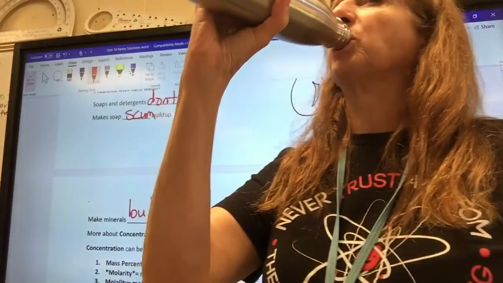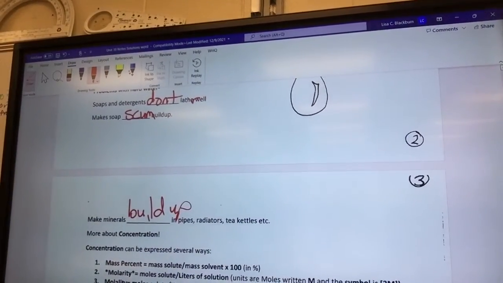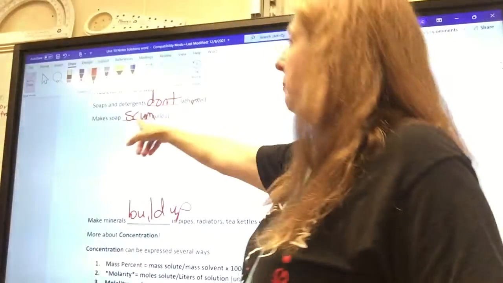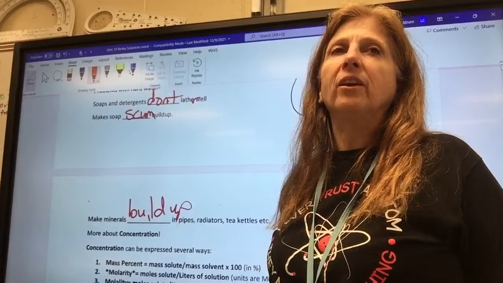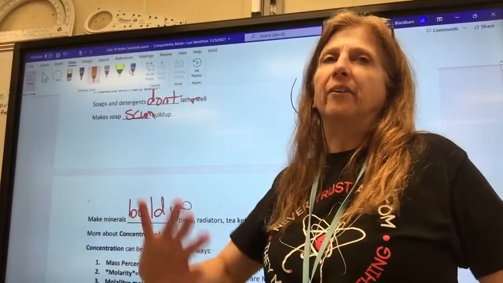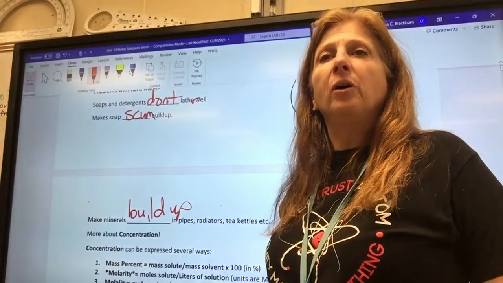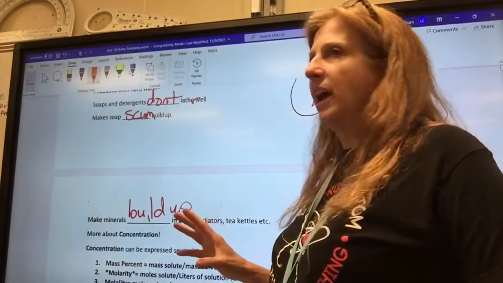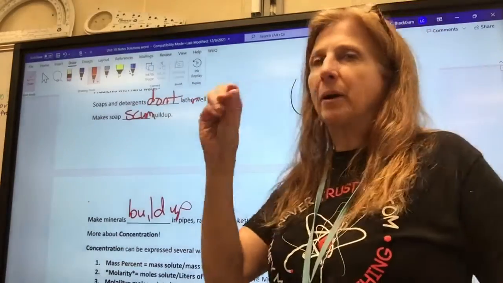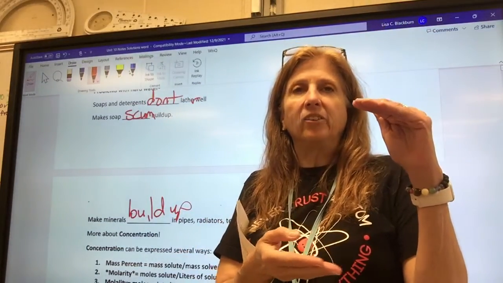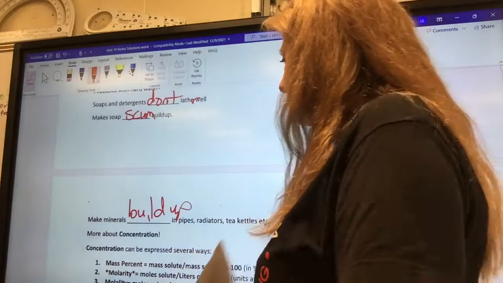The one underneath, don't lather well, and it makes soap scum. Y'all know what soap scum is? It's what makes your shower door cloudy. That's soap scum. Also, your sink might have sort of a white powder on it. If you've ever had glasses get cloudy, usually that's calcium deposits, stuff like that.